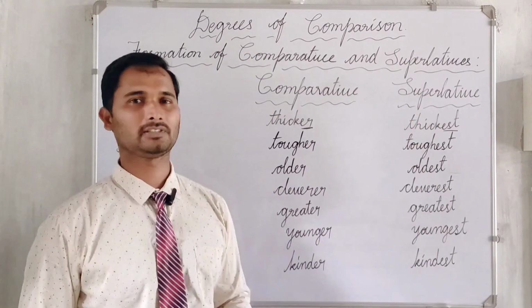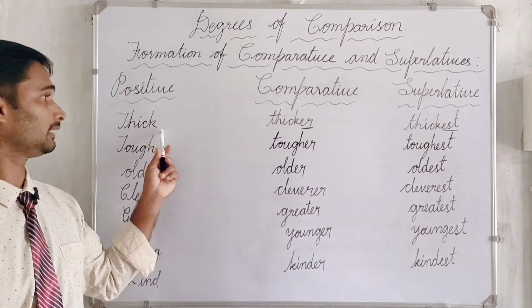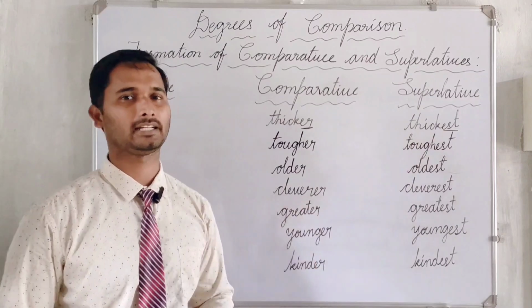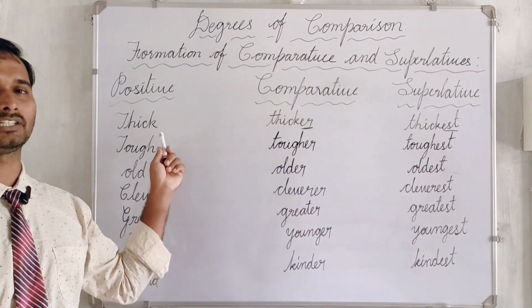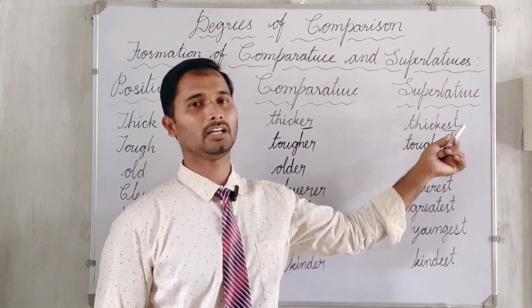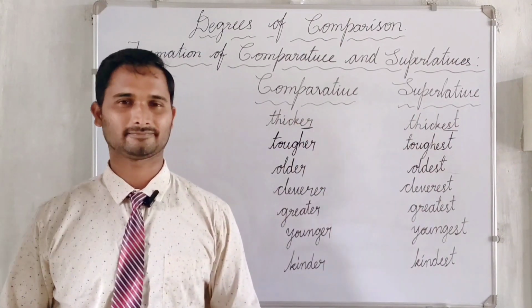Let us learn some examples of the comparative and the superlative, and how they are formed. Here are some examples: thick, thicker and the thickest. Positive, comparative and the superlative. The comparative is formed by adding er to the base form of the adjective, the positive form. And the superlative is formed by adding est to the base form or the positive form of the adjective.